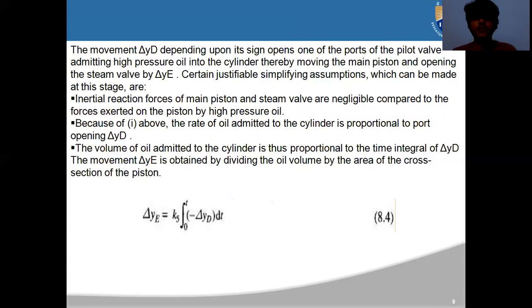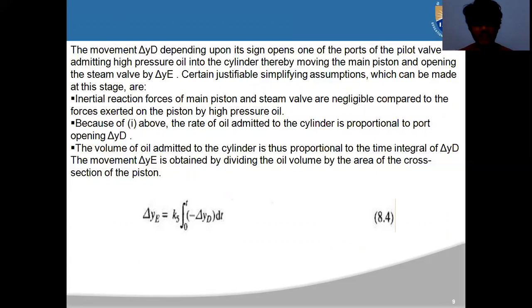Certain justifiable simplifying assumptions can be made at this stage, to have easier calculations for our modeling. Firstly, the inertial reaction forces of the main piston and steam valve are negligible compared to the forces exerted on the piston by high pressure oil. Because of the first assumption, the rate of oil admitted to the cylinder is proportional to port opening delta Y. The volume of the oil admitted to the cylinder is thus proportional to the time integral of delta Y.